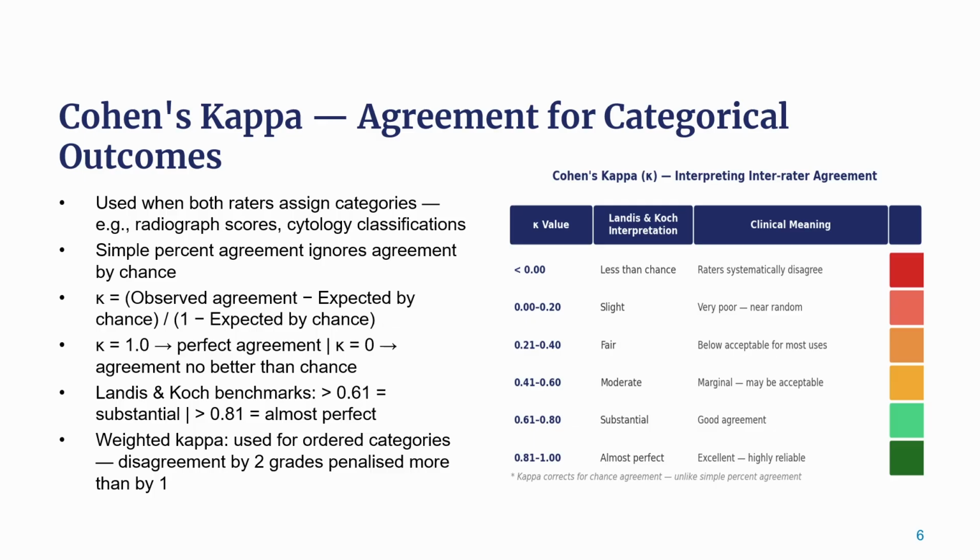Weighted kappa is an extension for ordered categories. It gives partial credit for near misses. Scoring a lesion as grade 2 versus grade 3 is penalized less than scoring at grade 1 versus grade 4.